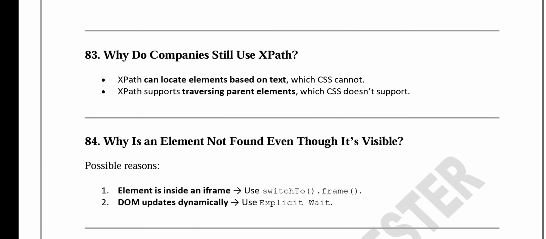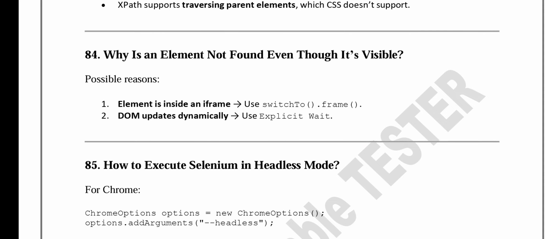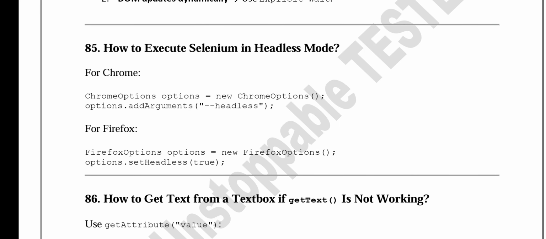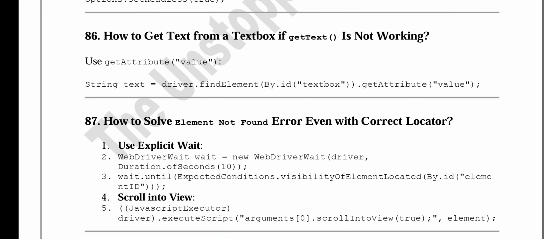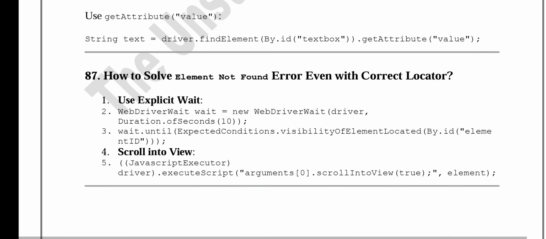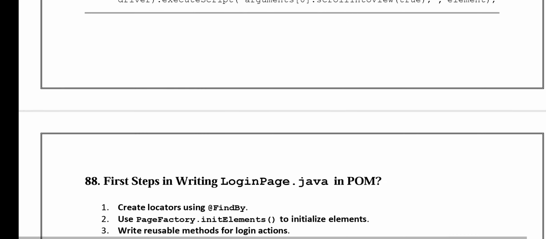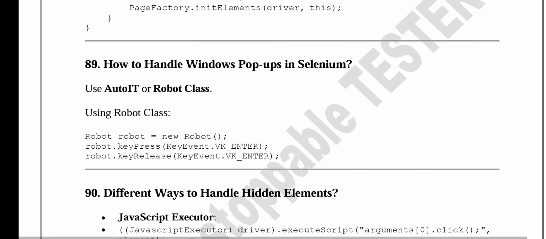Why do companies still use XPath? Why is an element not found even though it's visible? And how to execute Selenium in headless mode? How to get a text from a text box if get text is not working? How to solve element not found error even with the correct locator? Okay, what are the few starting initial steps in writing login page.java in page object model?